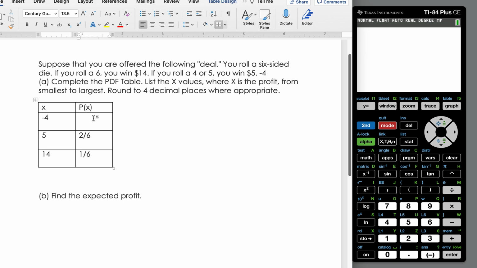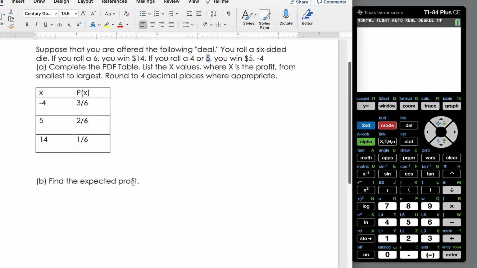Now, otherwise, you're going to lose $4. Since this has to add up to 1, we could look at it as we have 3 out of 6 so far in total for these two, so 3 out of 6 would be left. Or you could look at it as you would win something if you get a 4, 5, or a 6. If you get a 1, 2, or a 3, you're going to lose. That's 3 out of 6 options. So here's our probability distribution.